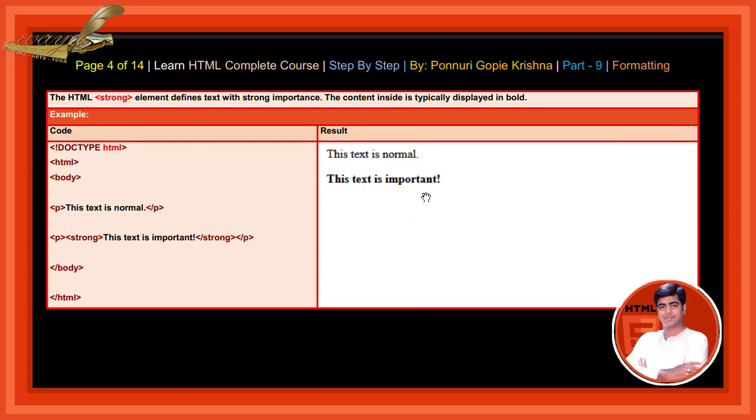The HTML strong element defines text with strong importance. The content inside is typically displayed in bold. See here doctype HTML, body. So P text, this is normal. P here, now we are using strong element. This is strong, this text is important. See here this text is normal. See this text is important.